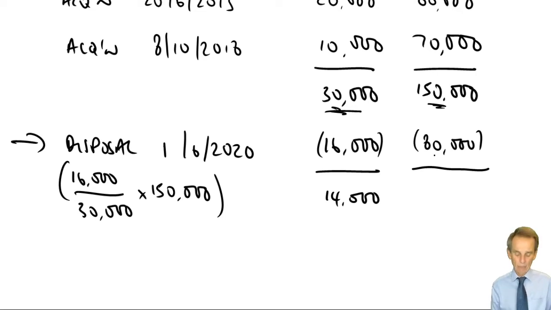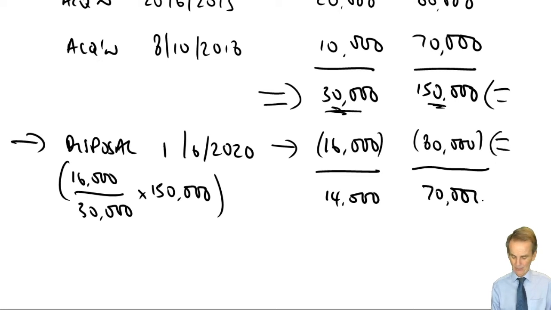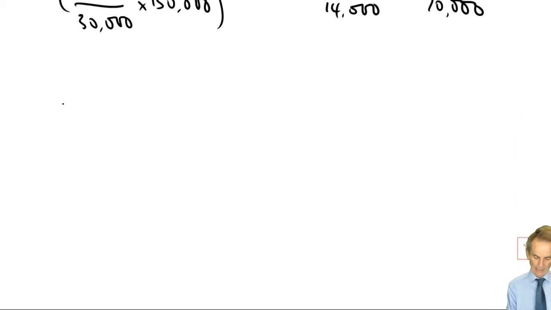It's an average cost. We've got 30,000 shares in total acquired at a total cost of 150. We sell off 16,000 of them. What's the average cost of those shares? And that gives you £80,000. That would still leave 70,000 in there if you had to go forward and work out a further disposal. So in which case, let's do the calculation of the gain.